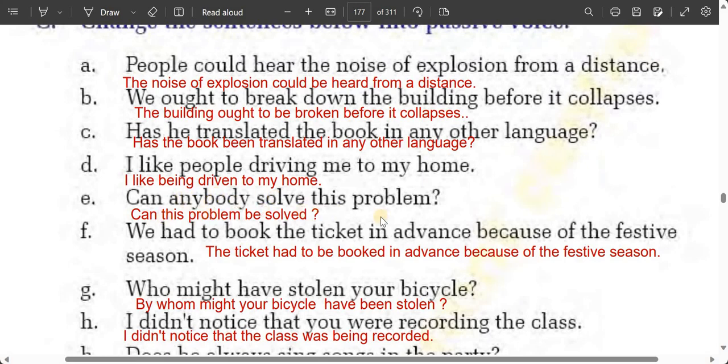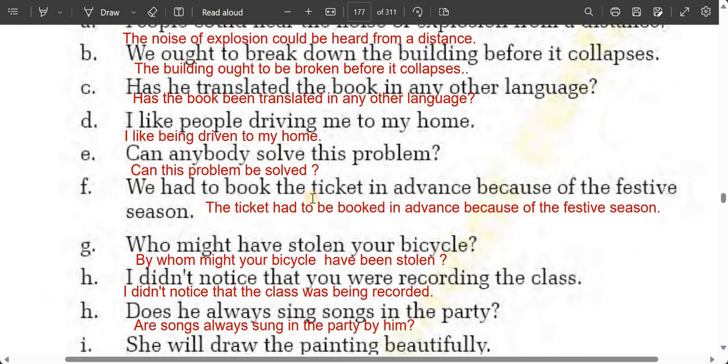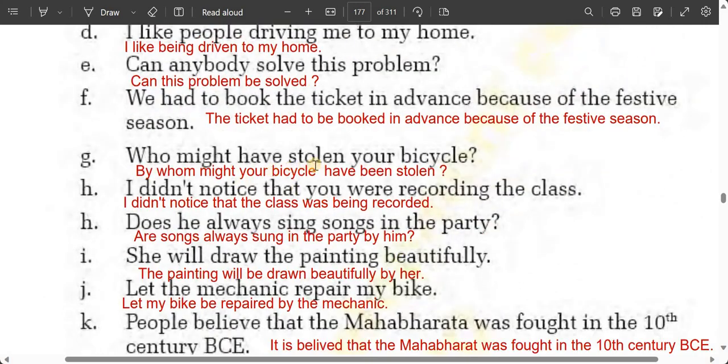Can anybody solve the problem? Can this problem be solved? Next, we had to book the ticket in advance because of the festive season. So here, the ticket had to be booked in advance because of the festive season. Now, who might have stolen your bicycle? By whom might your bicycle have been stolen?